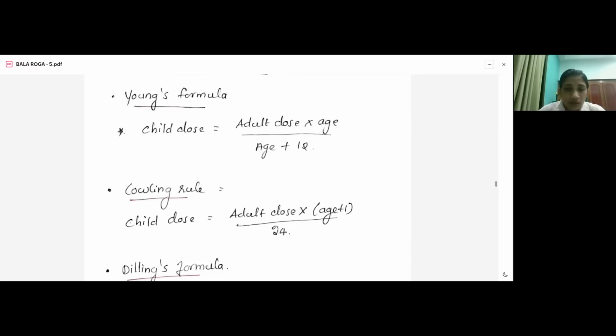And for Cowling's rule, please write: उसके पास 2-4 cow है. उसके पास 2-4 means 24, 2-4 cow hai. Cow means Cowling here.